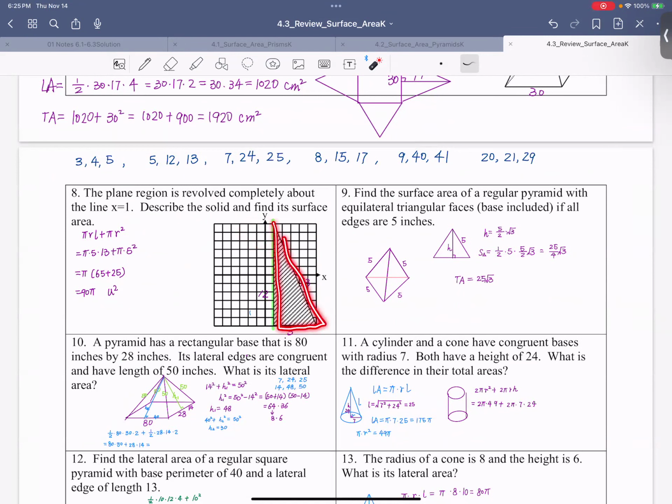If this guy rotates around the y-axis, you will have a cylinder with a hollow center between. But this one, rather than rotating about the y-axis, rotates about this green line, which is x equals 1. So this one rotates about x equals 1.